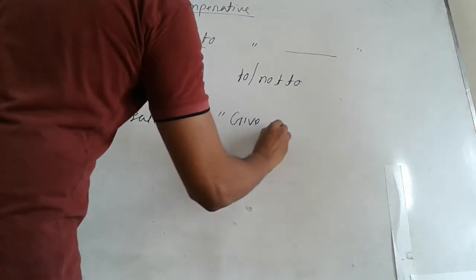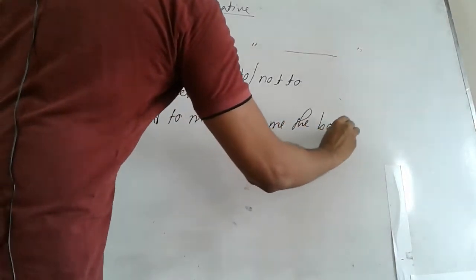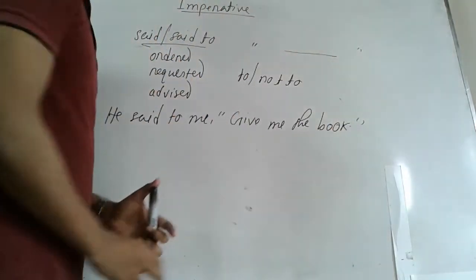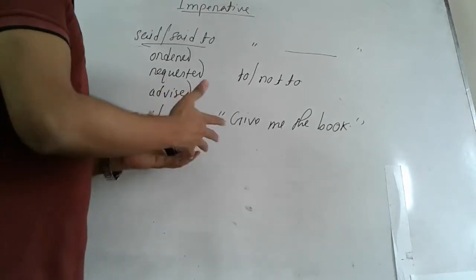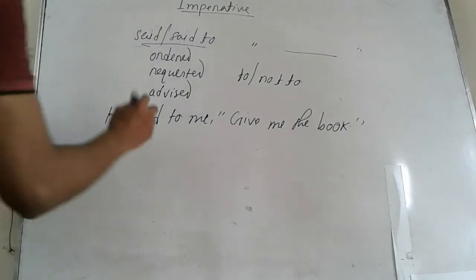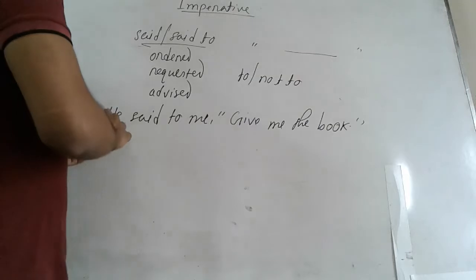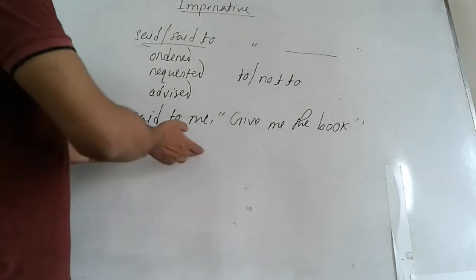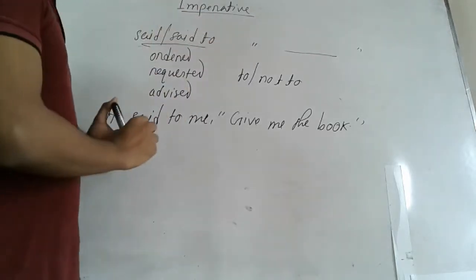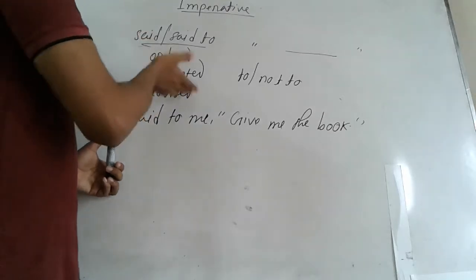So we can take an example here, like: he said to me, give me the book. You can clearly see that our reported speech here is in imperative form, or it's an imperative sentence. So here we have to take either ordered or requested or advised to. Here he is telling me to give a specific book immediately or right now. So that's why we should use ordered or requested.